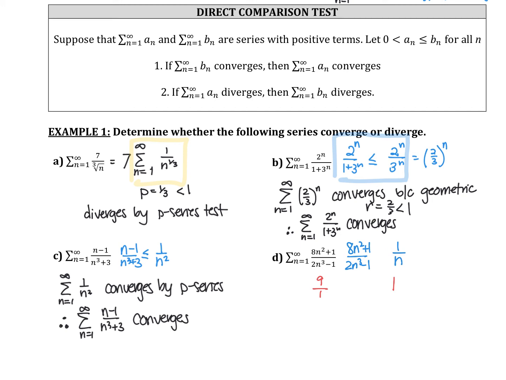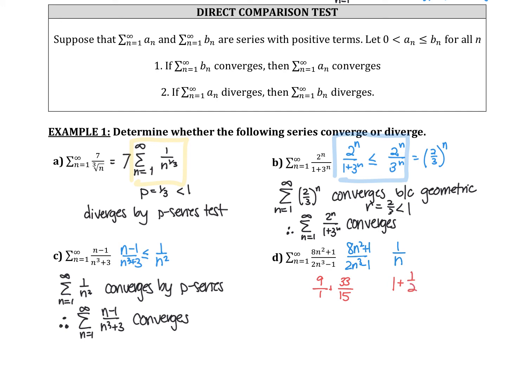Let's plug in 2. If I plug in 2, or 5, or 7, 2 is easier, I can do it in my head. 8 times 2 squared is 32, plus 1 is 33. 2 times 2 cubed, so 2 times 8 is 16 minus 1 is 15. And so that would be my second term. My second term over here would be 1/2.